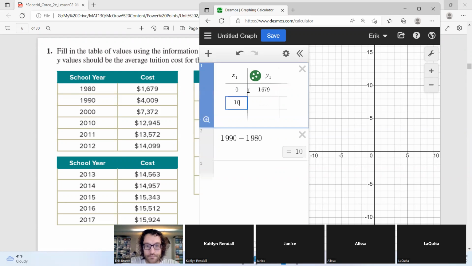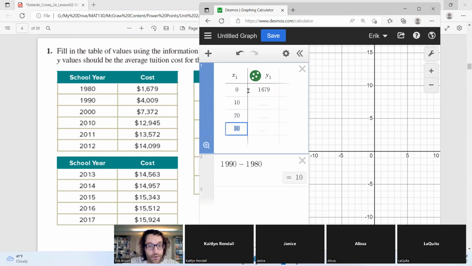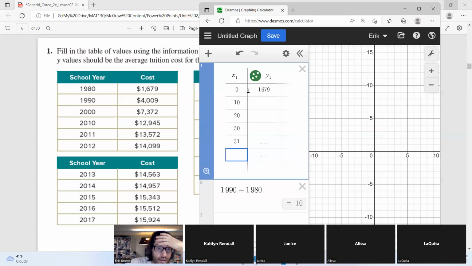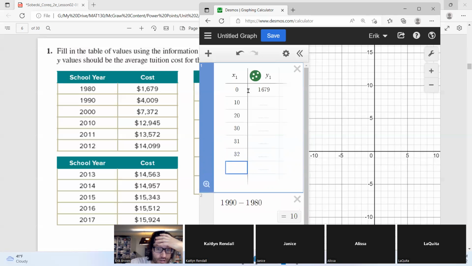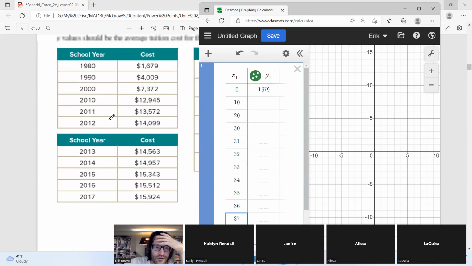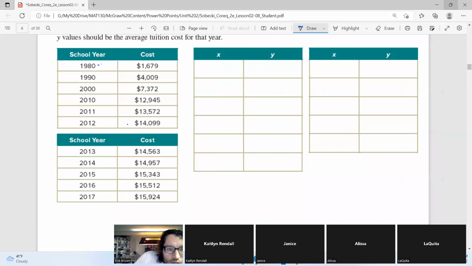So that would be 10. 2000 would be 20. 2010 would be 30. And then 2011, that would be 31. And then 2012 is 32, 2013 is 33, 34, 35, 36, 37. Does that make sense to you all? How I got those X values? Maybe I should write it in here. What you can literally do is type in subtract 1980 from each of these.